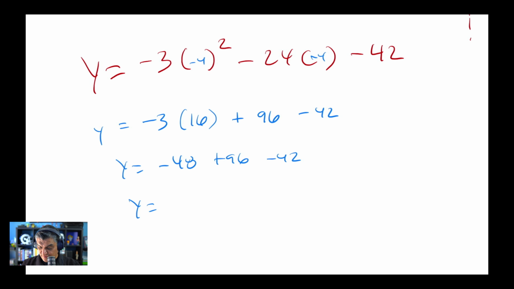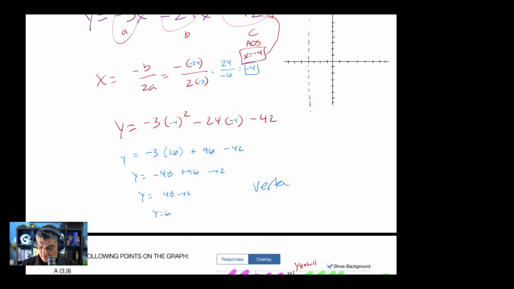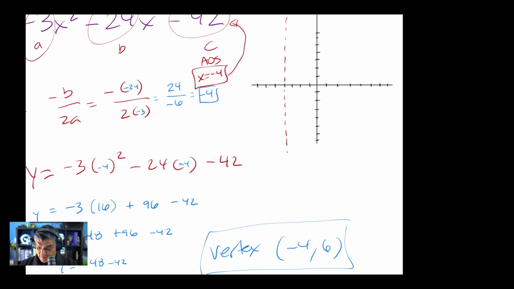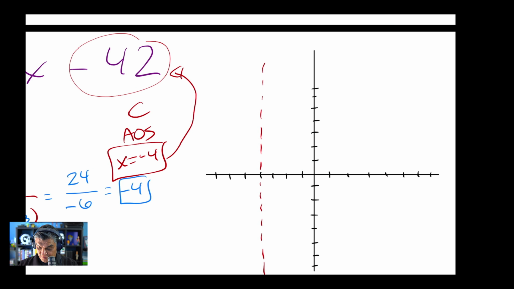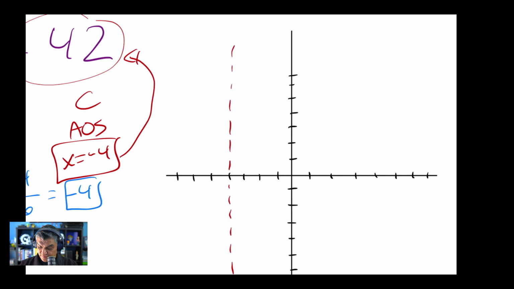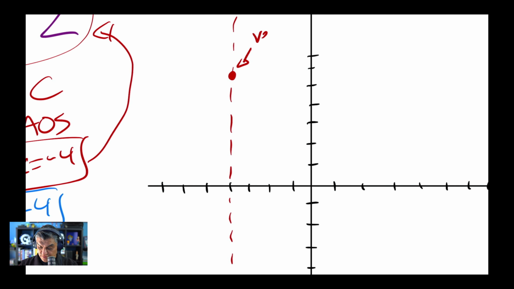So negative 48 plus 96 is what? It's positive 48 minus 42. So 48 minus 42, y equals 6. So my vertex is x is negative 4 and y is 6. Okay, there's my vertex. So I go over here and I say negative 4, positive 6. 1, 2, 3, 4, 5, 6. So it's about right there. There's my vertex. Now it's a negative 3, so it's going to be facing down. So that's good.